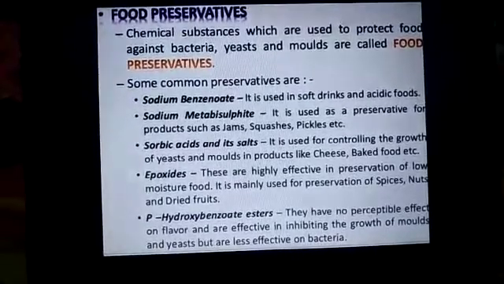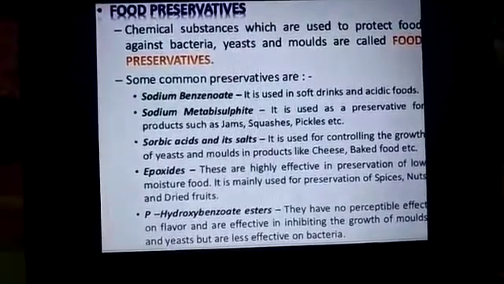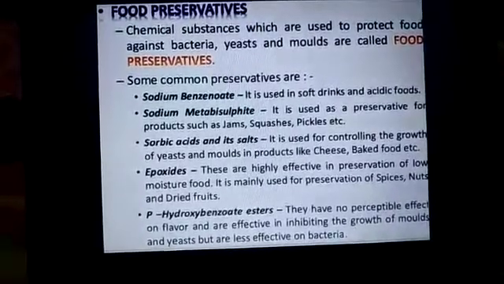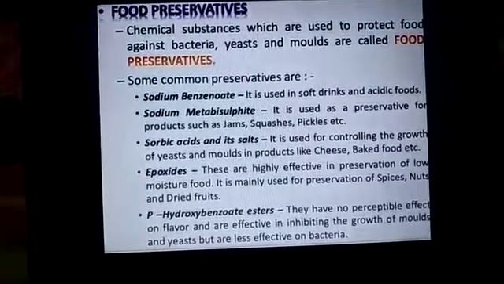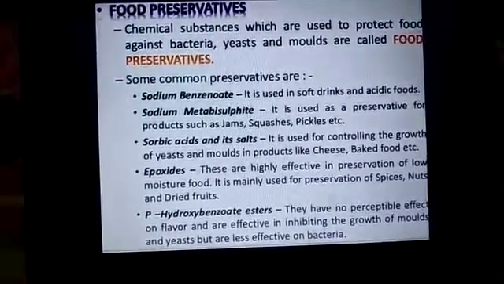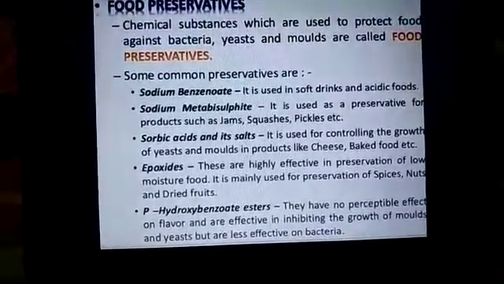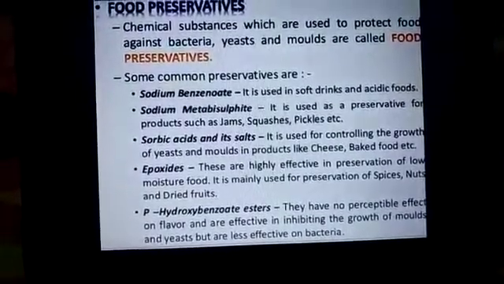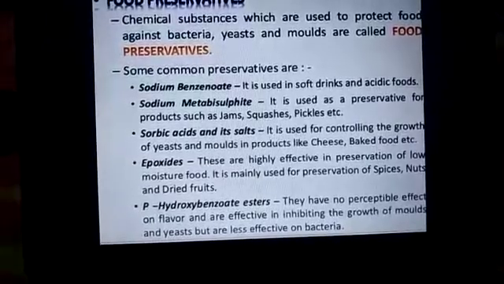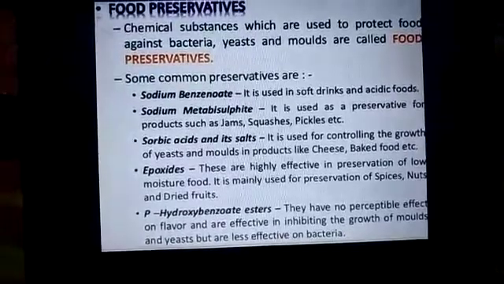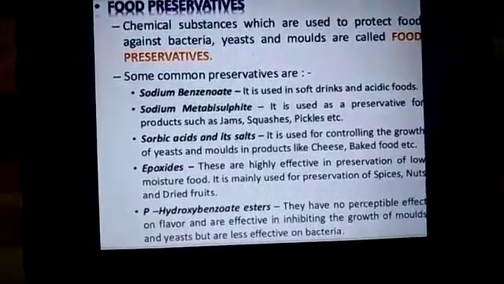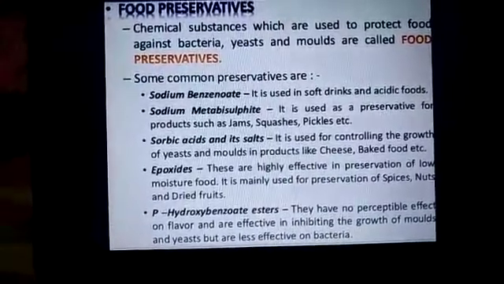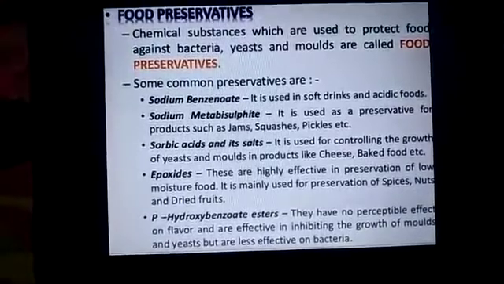Sodium benzoate is used in soft drinks and acidic foods. Sodium metabisulfite is used as a preservative in food items such as jam, squashes and pickles. Sorbic acid is used in cheese and baked food. Epoxides are highly effective in the preservation of low moisture food. It is mainly used for the preservation of spices, dried fruits and nuts.